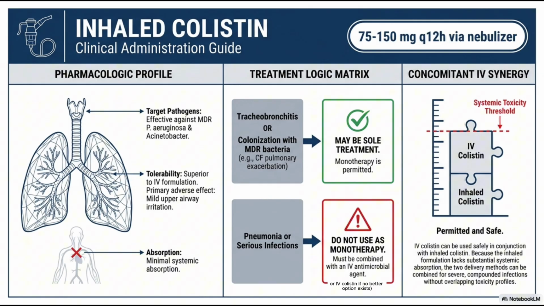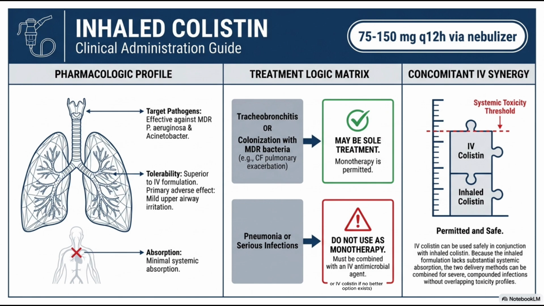Right. But wait, the sources mentioned something here that sounds like a massive clinical red flag. The guidelines actually permit using IV colistin in conjunction with inhaled colistin. Yes, they do. But running a notoriously harsh drug through the veins and simultaneously pumping it into the lungs, I mean, doesn't that seem like a fast track to severe whole-body toxicity, like an overdose? It absolutely looks like an overdose risk on paper. But the clinical data supports running both concurrently because of what we discussed earlier regarding absorption. Because it doesn't enter the bloodstream. Right.